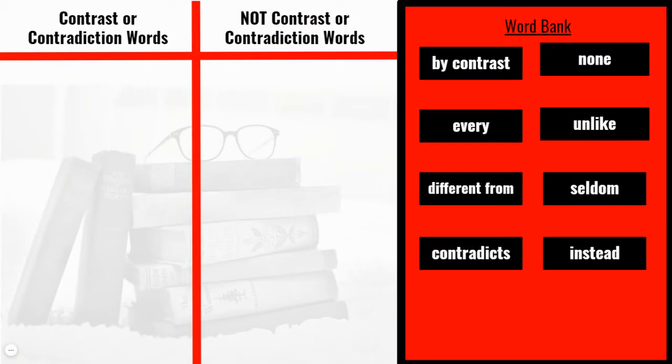Authors tend to give you signal words to show a contrast or contradiction. This often reveals a difference, change, or shift in the text. On this slide, there are a few examples of those signal words or phrases. See if you can identify which words signal a contrast and which ones do not. Pause the video to complete this sort.